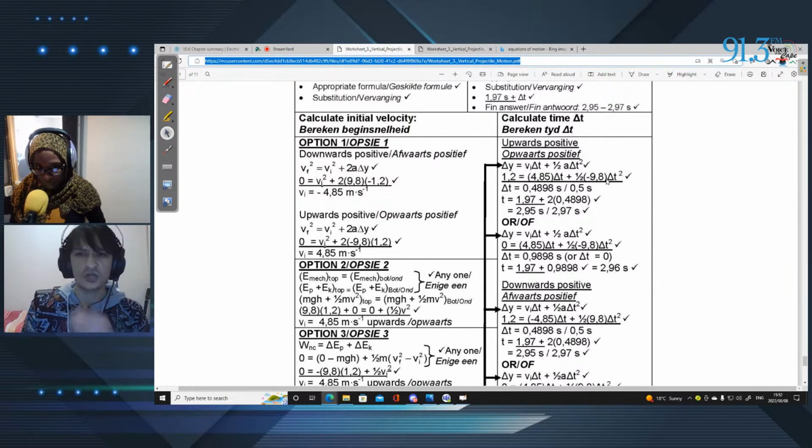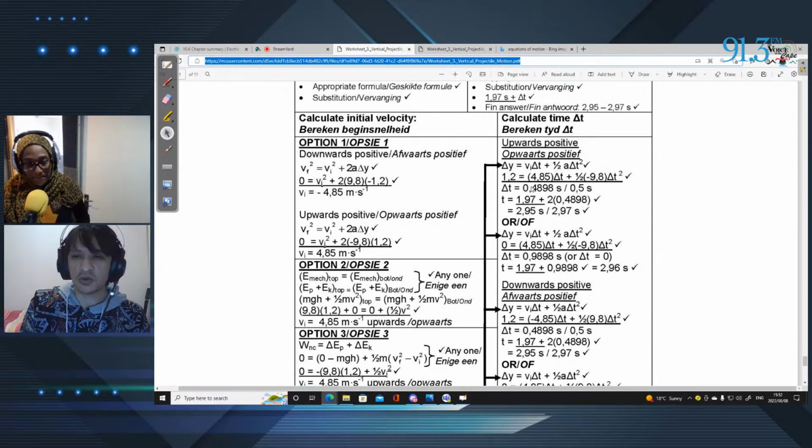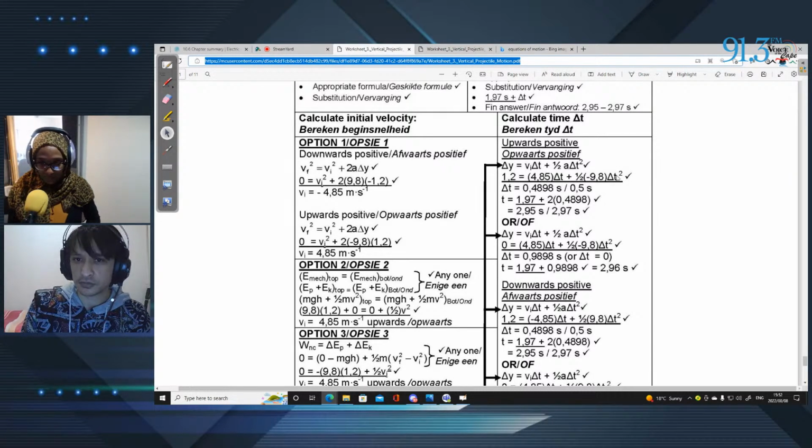As we can see, this already looks like a quadratic equation. We got delta t squared, delta t, and 1.2 over here. But don't worry, there's no factorization involved. All we're going to do is remove delta t as a common factor, and we're just going to calculate these out, and then we're going to end up with delta t equals 0.4898 seconds. Right? Then we take that value of 0.5 and we add it to 1.97.